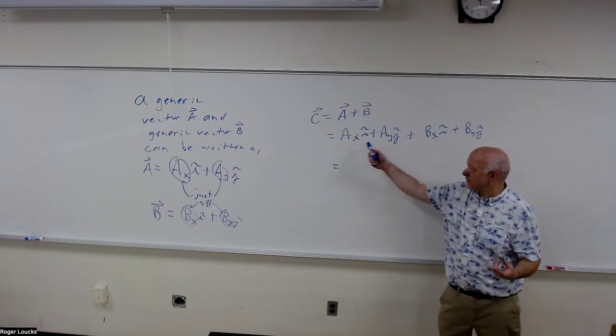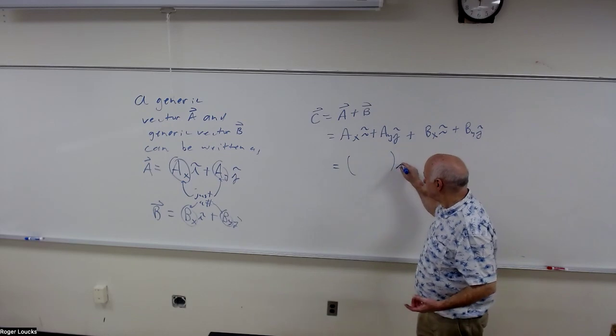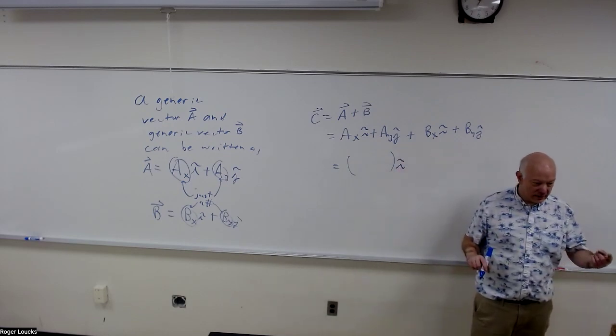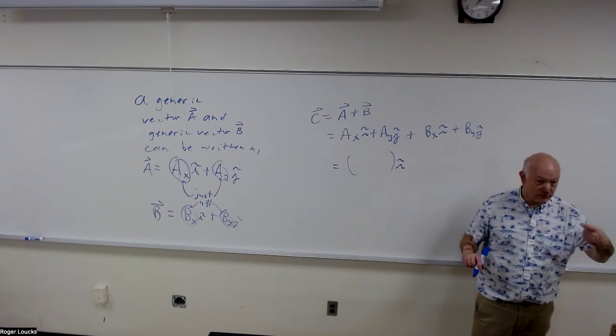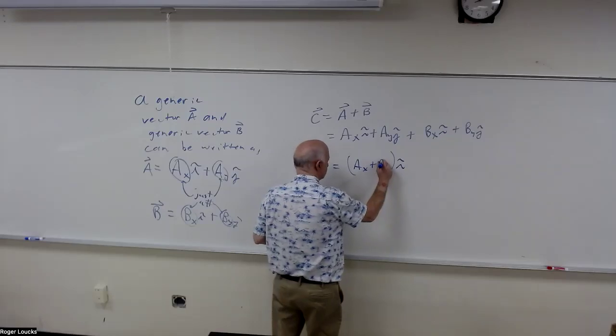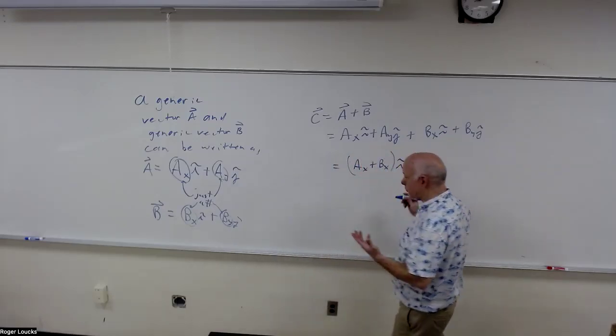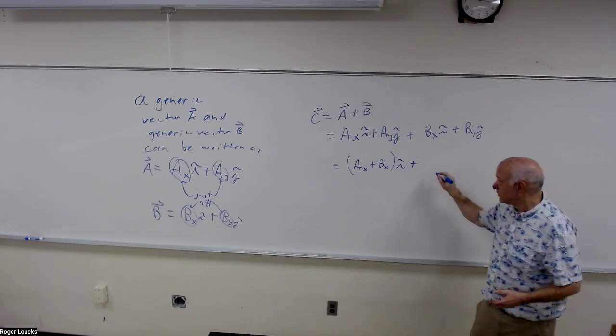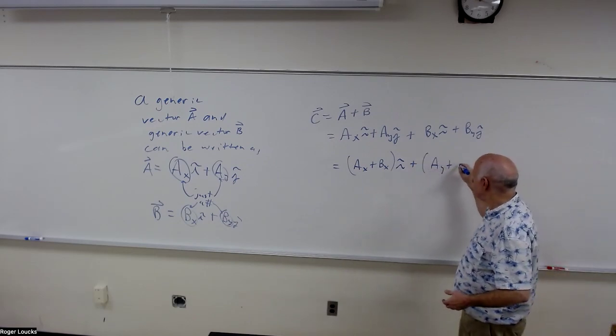If I add these two together, what do I get? AX plus BX. You need the plus. And corresponding for the Y, you have AY plus BY.